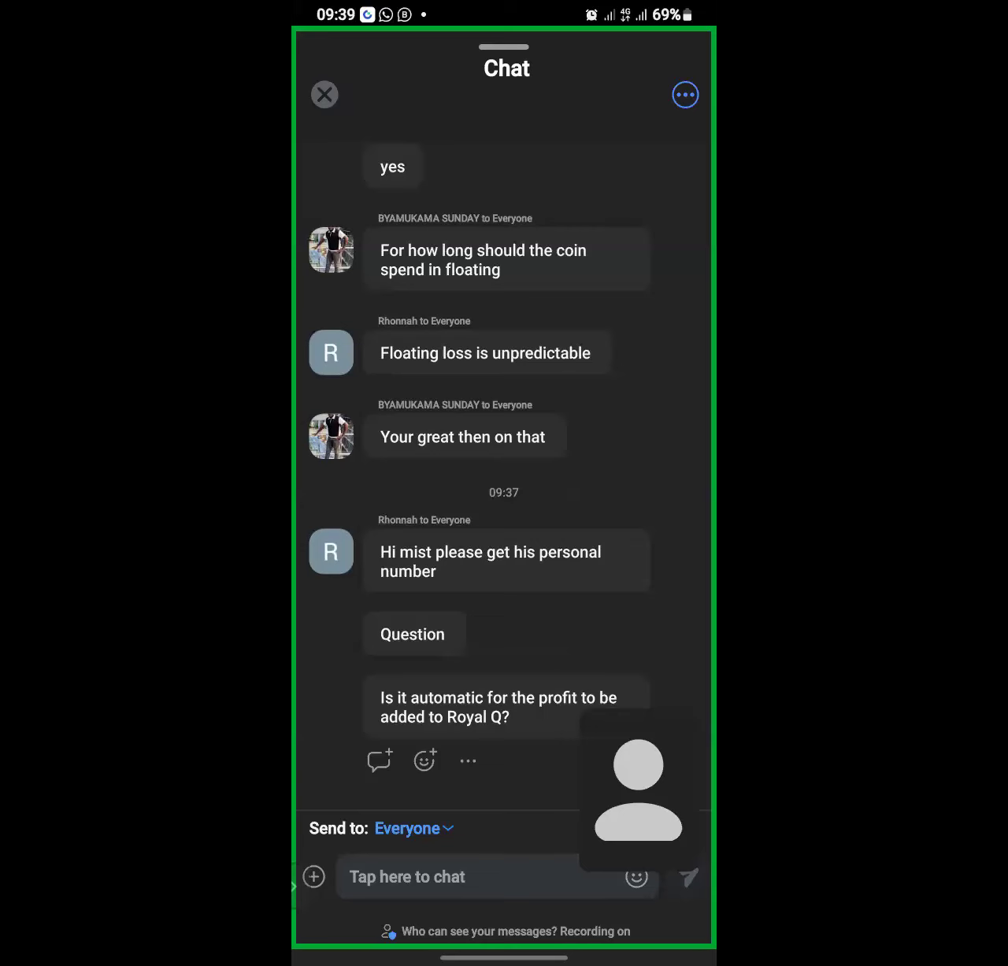Is it automatic for the profit to be added? Your profits for trading take place in your exchange, not RoyoQ, please. It is in your exchange, not RoyoQ, because every time it sells, your profits drop in your Binance, not RoyoQ. What you see on RoyoQ is a statement of what you've made that day. They're trying to show what you've made, but the actual profits drop in your Binance.